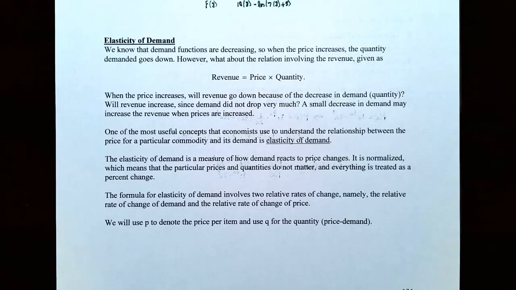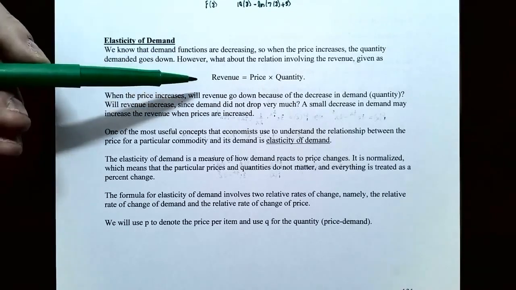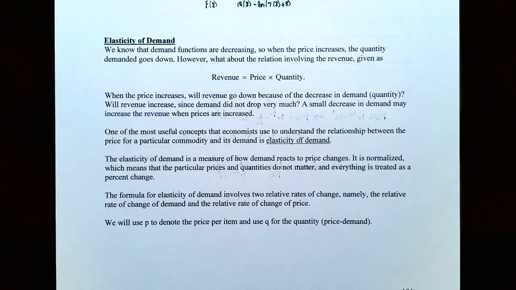Now let's talk about the more interesting topic in this section, elasticity of demand. We know that demand functions are decreasing, so when price increases, the quantity demanded goes down. So the more expensive a product is, the less the demand will be. However, we also know that there's a relationship between price, quantity, and revenue. By this formula, revenue was always price times quantity. So when price increases, will the revenue go down because of the decrease in demand or quantity? Or will the revenue increase because the demand did not drop very much? A small decrease in demand may actually increase the revenue when prices are increased.